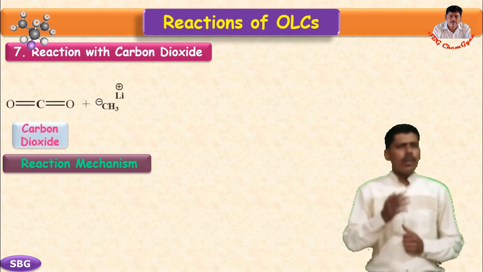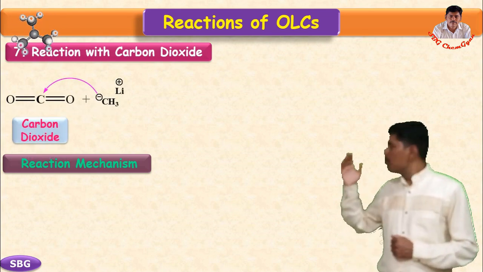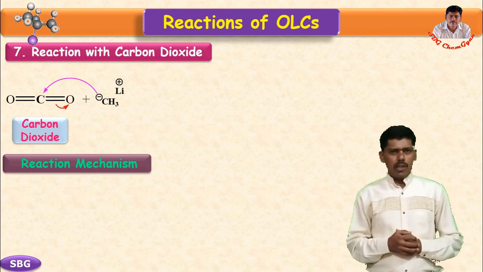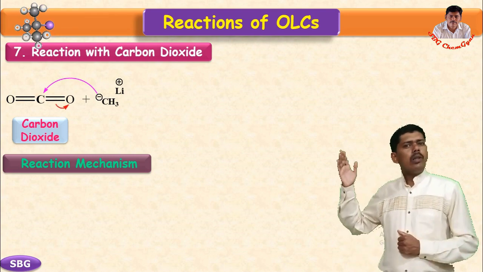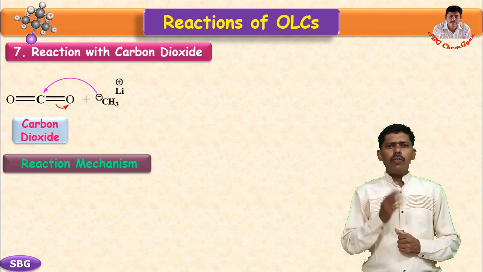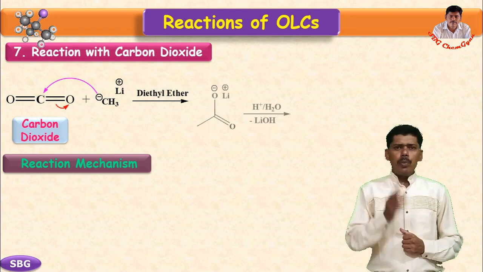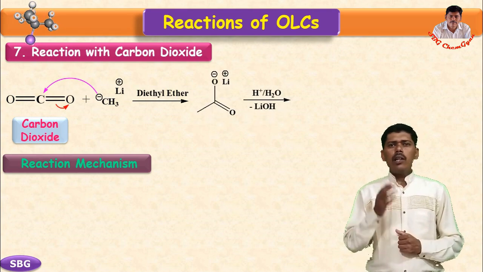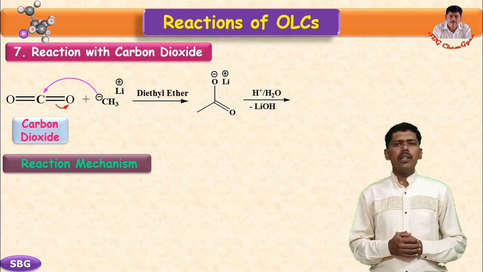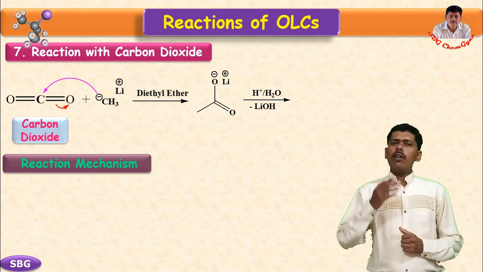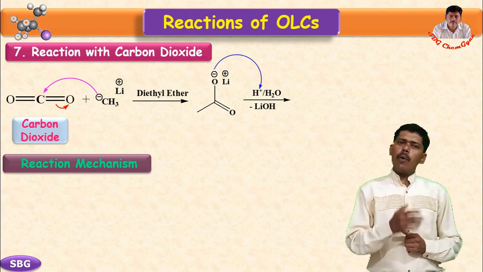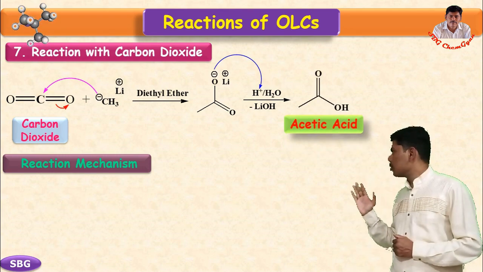Reaction mechanism starts with the attack of nucleophilic carbon of methyl lithium on electron deficient carbon of carbon dioxide, which opens the double bond between carbon and oxygen with formation of a new bond between the methyl group of methyl lithium and the carbonyl carbon of carbon dioxide, and formation of an intermediate ion. This intermediate on acid hydrolysis forms acetic acid as our required product, which we can see here.